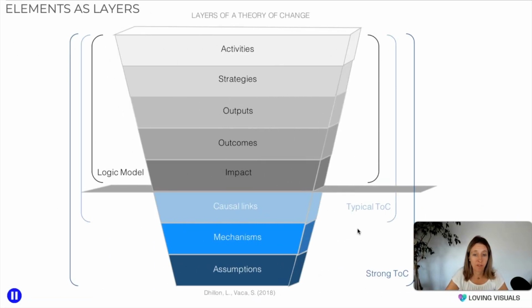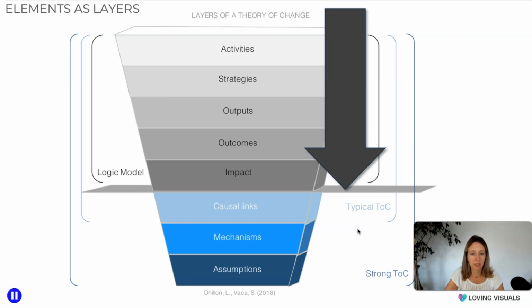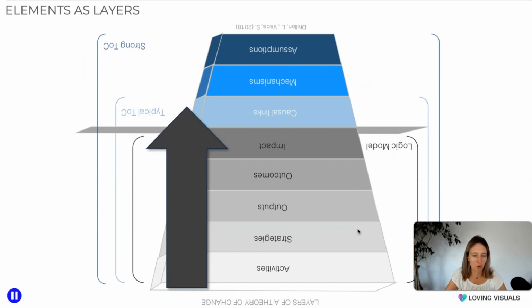However, as you have probably guessed already, my favorite way to do it is vertical. In this case, it is from top to bottom, which is also an option. But I usually do it this way. I like to put the activities at the bottom and the impact at the top. Why is that? First of all, it's a metaphor, right? Like the objectives are high to reach, maybe.